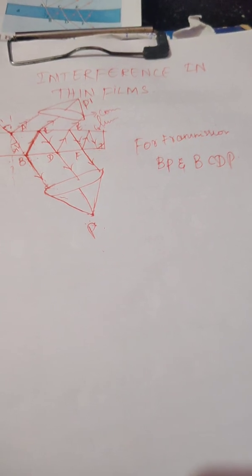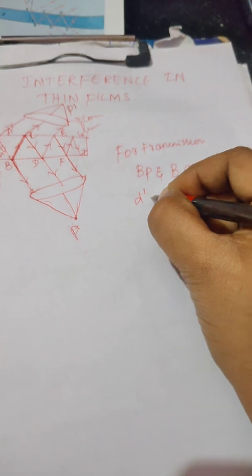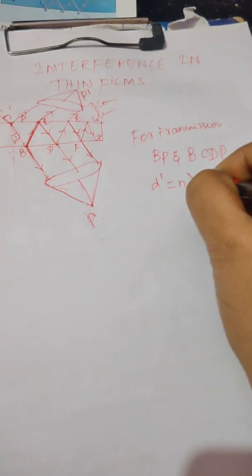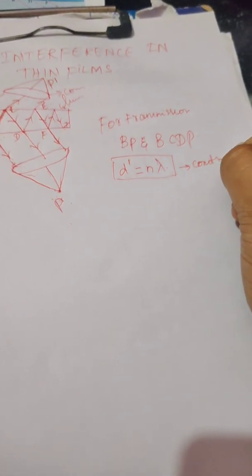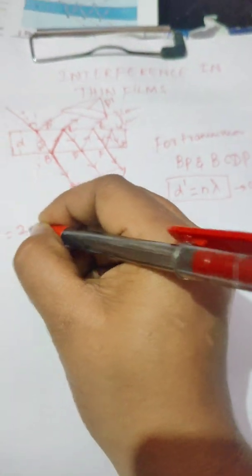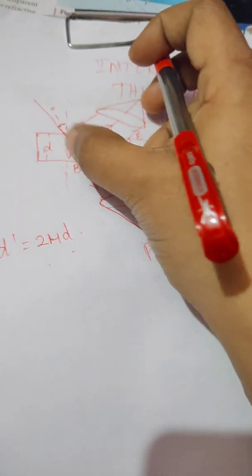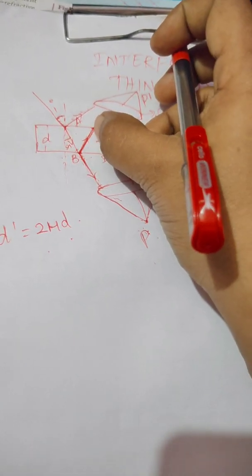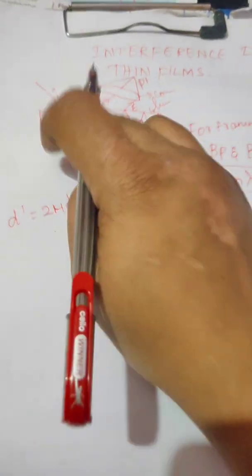Here d dash is nothing but the path difference. I have the formula for the constructive rays: d dash is equal to n lambda. Here we are going to take d dash is equal to 2 mu d. Why 2 mu d? Because one ray has the distance d, and the second ray has 2d. So I am writing here the permeability of free space and the distance 2.